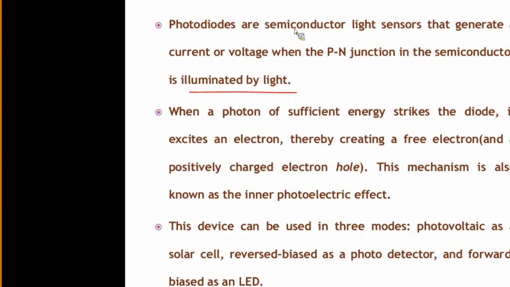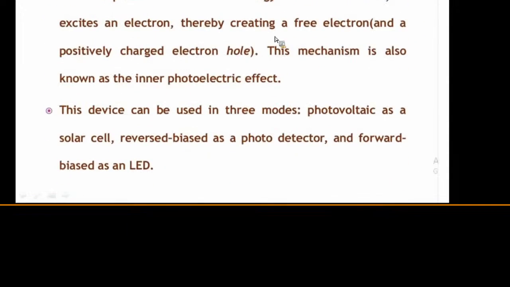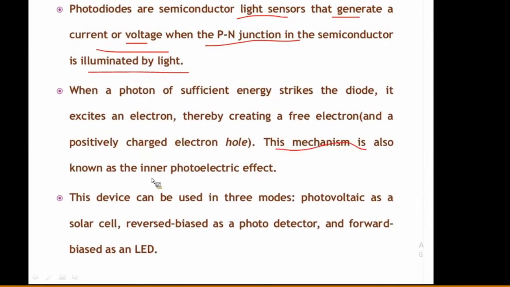Now these are semiconductor light sensors that generate a current or voltage when the PN junction in the semiconductor is illuminated by light. Whenever some light is falling on the junction, there will be a generation of current or voltage. When a photon of sufficient energy strikes the diode, it excites an electron, thereby creating a free electron, and it's the same thing for the hole also. This mechanism is called the photoelectric effect.